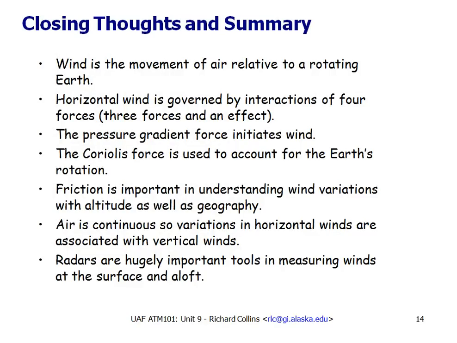Closing thoughts and summary. Wind is the movement of air relative to a rotating Earth. This is a great question about it's not just our reference frame as human beings on the rotating planet. We have to think about the fact that we're rotating within the system. The air is moving freely above us. Horizontal wind is governed by the interaction of four forces. We can think of it as the three musketeers and something else. The something else is the Coriolis force, which is due to the Coriolis effect. Not a true force, but a mathematically constructed force to explain the rotation of the Earth consistently inside our balance of forces.